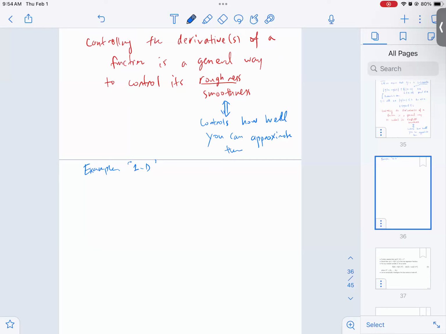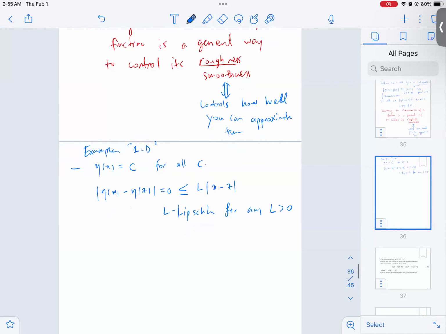So let's say eta of x is a constant for all x, right? Then eta of x minus eta of z is 0, which is definitely less than anything that you want. So it's L Lipschitz for any L. The constant function is very smooth.